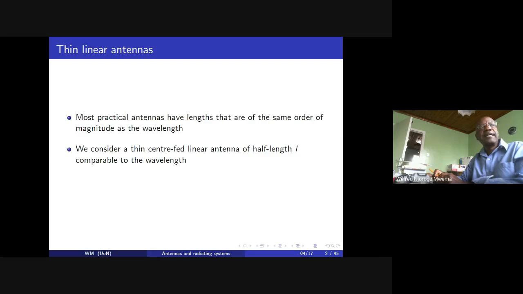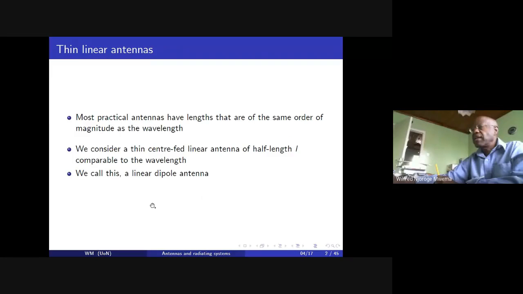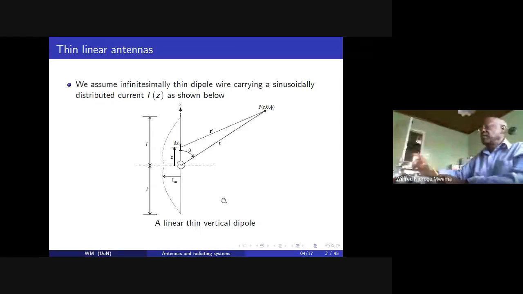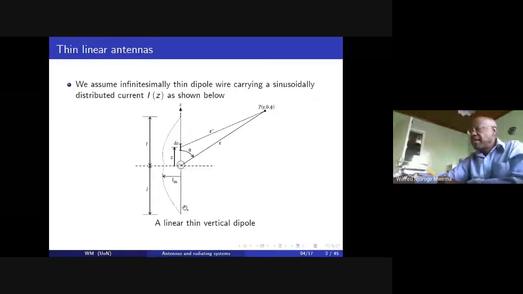And we'll consider a thin center-fed linear antenna of a half length L that is comparable to the wavelength. By that, we are saying we have a length of 2L, but that line will be fed at the center. That is, we'll make the center become the origin of the coordinate system. So this will be called a linear dipole antenna. So this is what it looks like. We have put a thin gap in the length that is 2L, and we are putting our generator there to feed one arm and the other arm.